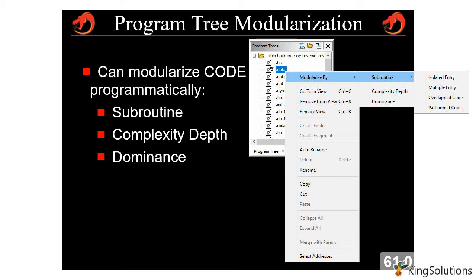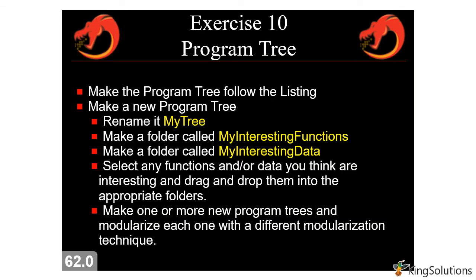Level 0 contains the entry functions. Level 1 contains functions called by entry functions, and so on. Other levels contain functions that do not call any other functions within the current program, but may call external functions. Selecting dominance will group functions in folders, according to which functions dominate other functions. For example, function A dominates function B if every path from the entry to function B must go through function A. Exercise 10. Program tree.